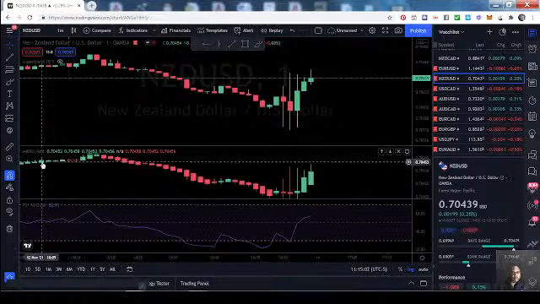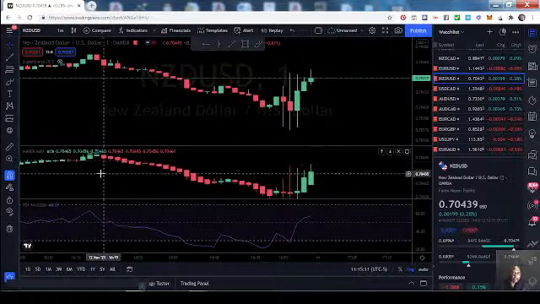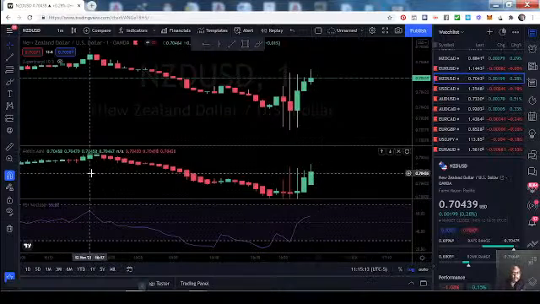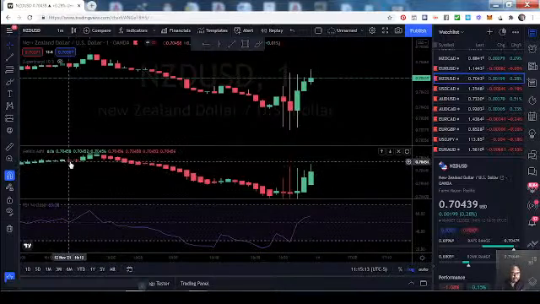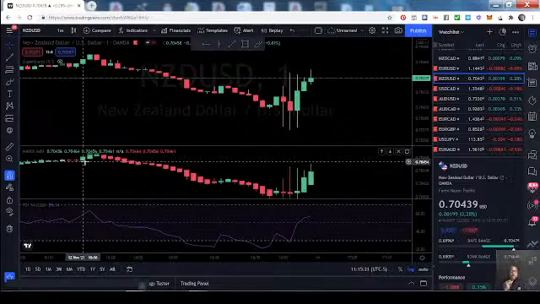So if you're going through and you're seeing a bunch of green, bunch of green, bunch of green, don't jump in the trade if you're going to do this deal until you see red candles form and then your first green. That's number one.